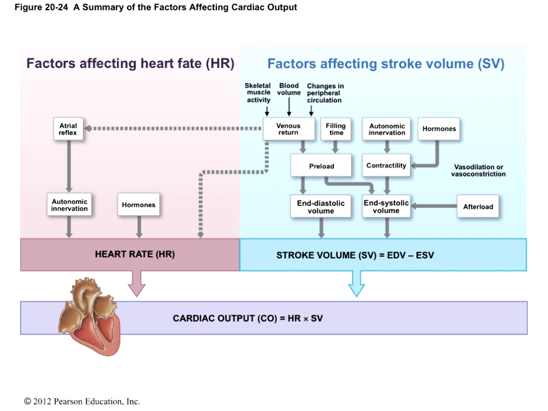This is kind of the same graph we saw earlier with a little bit more detail, where we looked at the heart rate and things that could affect the heart rate, autonomic innervation and hormones, and things that could affect stroke volume. Anything that affects the end-diastolic or the end-systolic volume will affect stroke volume.